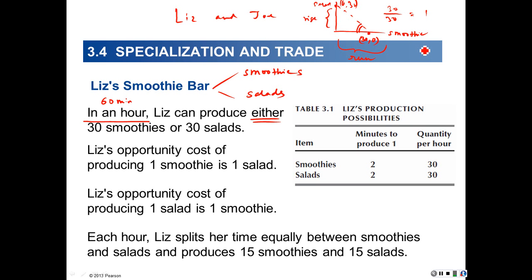Because in those 60 minutes, you can make either 30 smoothies or 30 salads. This implies that it takes her 2 minutes to make either a smoothie or a salad. If she decides to make an extra smoothie, she'd be pulling 2 minutes out of salads and bringing those 2 minutes into smoothies. When she pulls 2 minutes out of salads, she gives up a salad, since it takes her 2 minutes to make a salad. And those 2 minutes are now no longer available for salads. Is that right? That's another way to think about it.